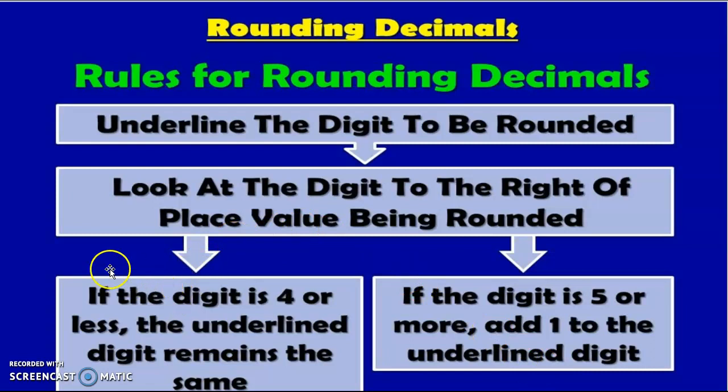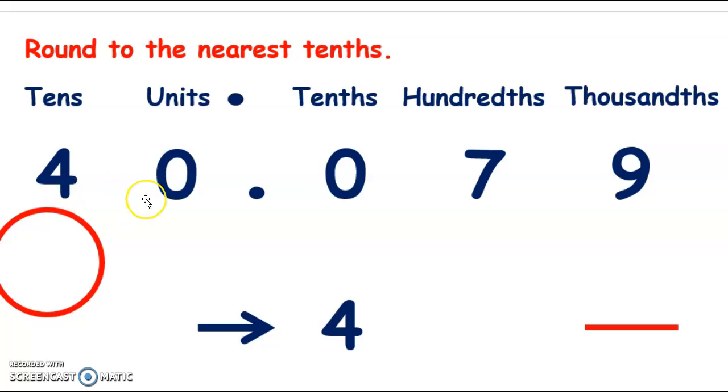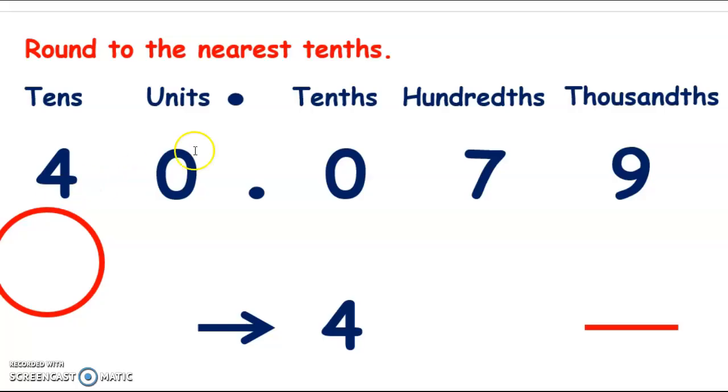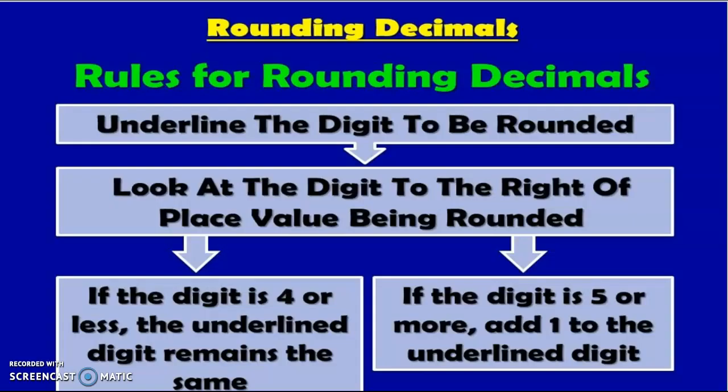My first example is going to be round to the nearest tenth. I have this number 40.079. Our first step is to underline the digit to be rounded. Because we want to round to the nearest tenths, the tenth value is after the decimal point. So you underline the digit to be rounded.